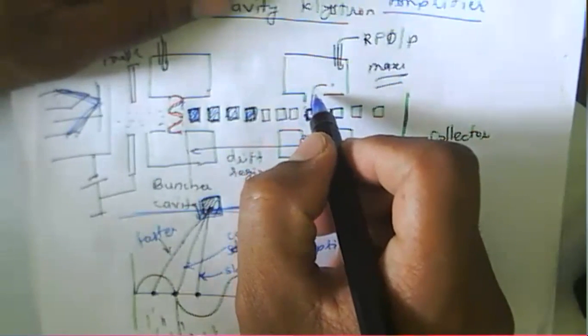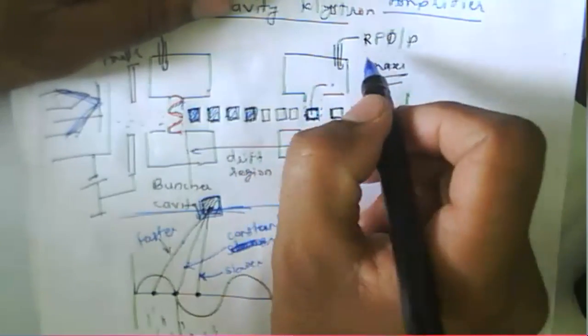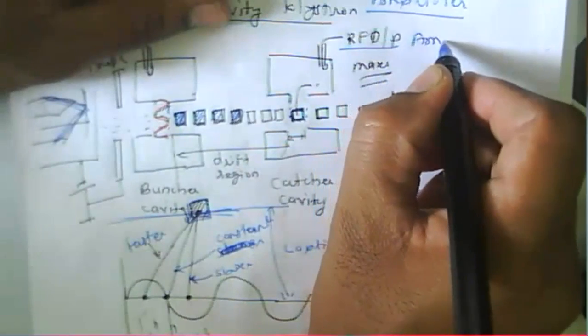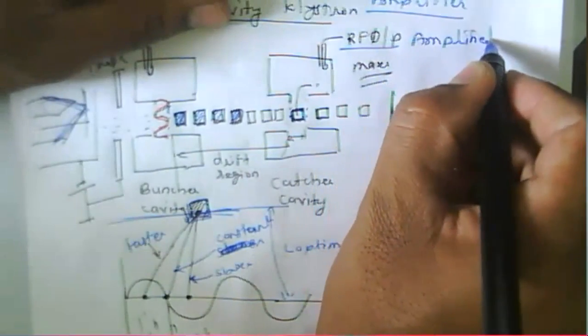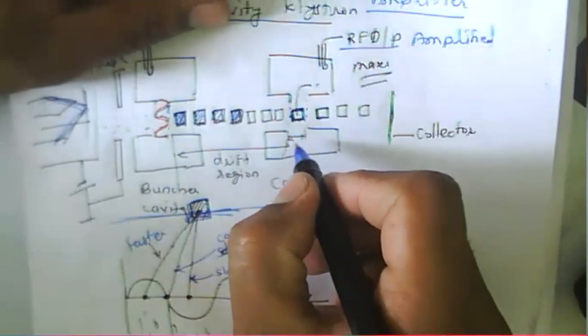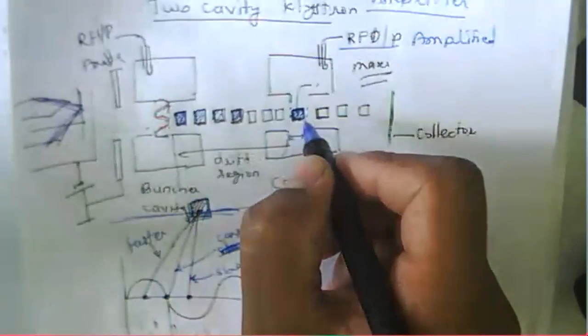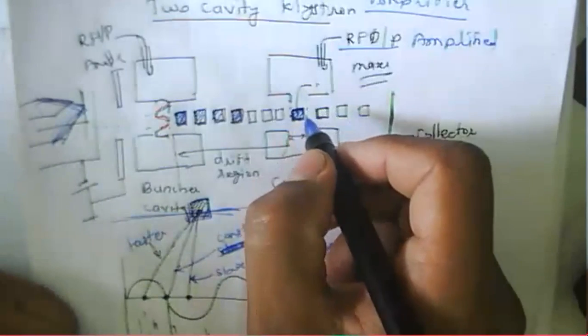Once they release their energy to the RF field, the RF output increases. That means we get the amplified output. We get the amplified RF output because the bunches release their kinetic energy to the catcher cavity.